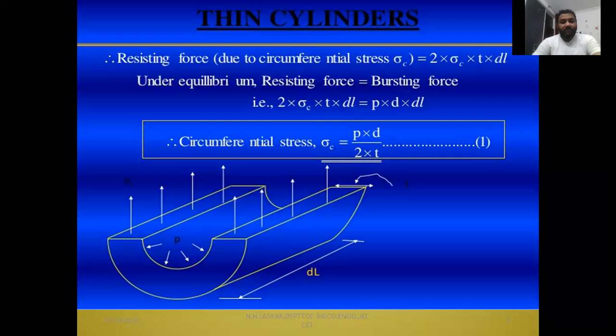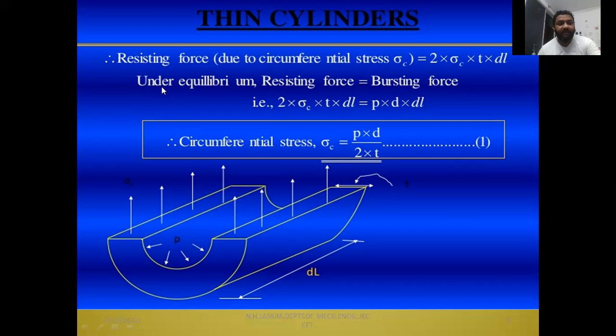Now, see, in thin cylinder, this is the circumferential stress, how I have calculated. Look at this. Suppose sigma c is the circumferential stress. Because of this stress, what will be the resisting force? We know the force is equal to stress multiplied by area. Now we have to see in which area this stress sigma c will act. This sigma c will act in this area. This is the length dl and thickness T. So dl multiplied by T, and here is also dl multiplied by T. That means 2 times T into dl is the area in which sigma c acts.